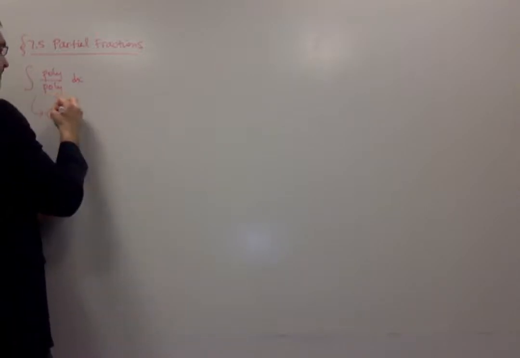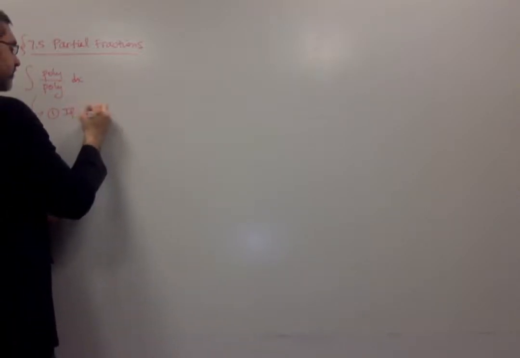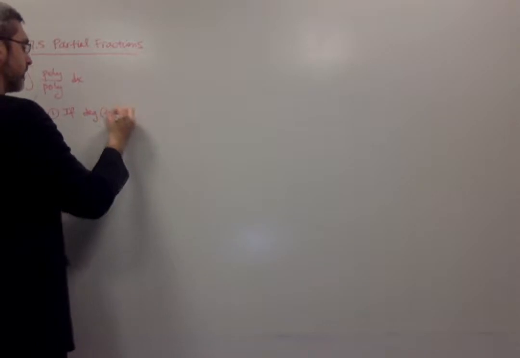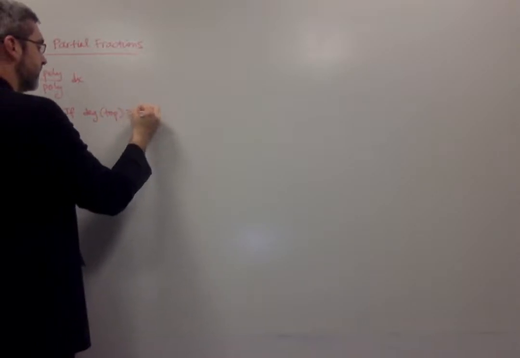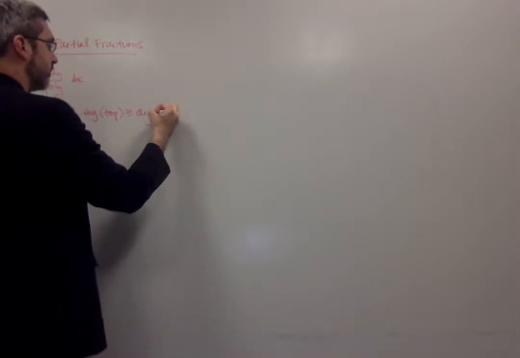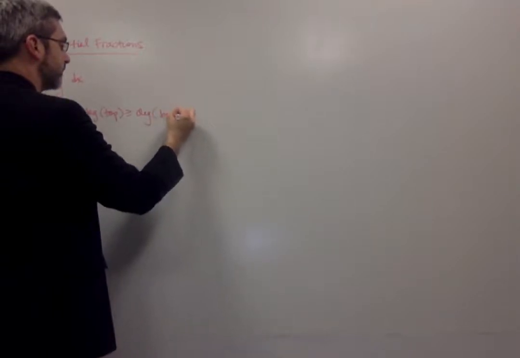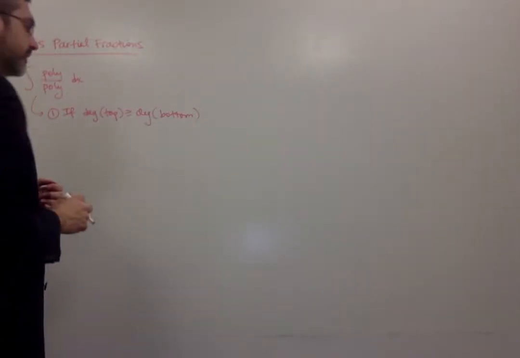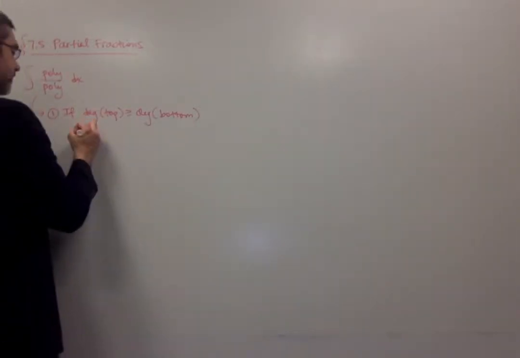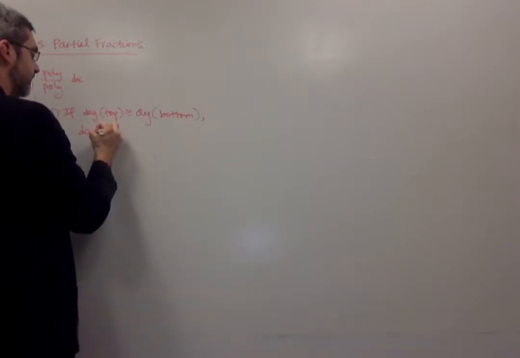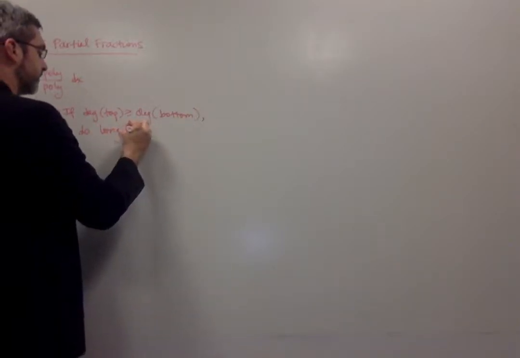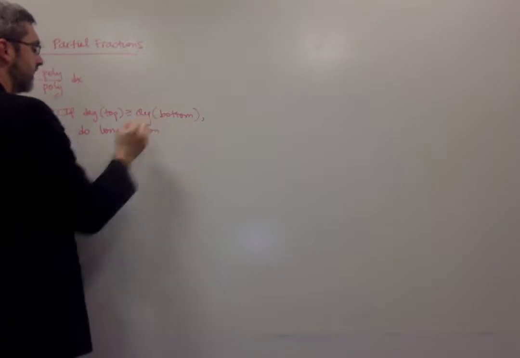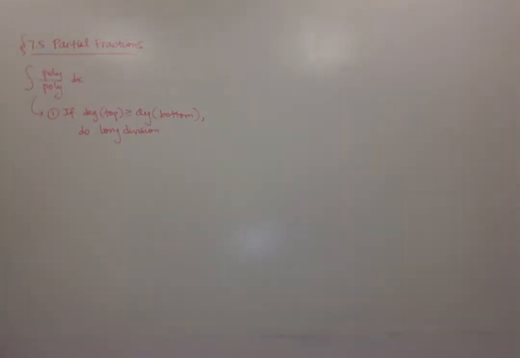The first one is we look at the degree of the top, and we check and see if the degree of the top is bigger than or equal to the degree of the bottom. In other words, is the highest power of x on the top bigger than or equal to the highest power of x on the bottom? If it is, we do long division. If it's not, you can just skip this step and move on to the next one.